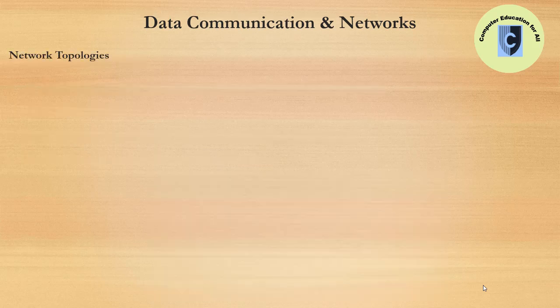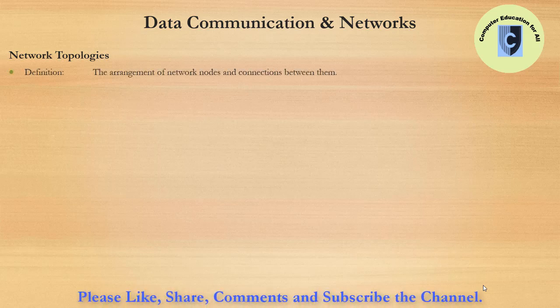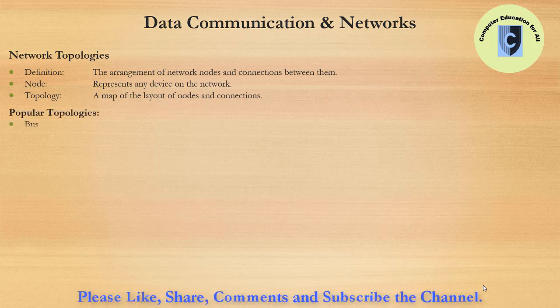Network topologies. The arrangement of network nodes, any devices which are part of the network, and the connections between them, is called the network's topology. A node represents any device on the network. Topology is simply a map of the layout of nodes and connections in the network. Four network topologies are popular today, namely bus, star, ring, and mesh.